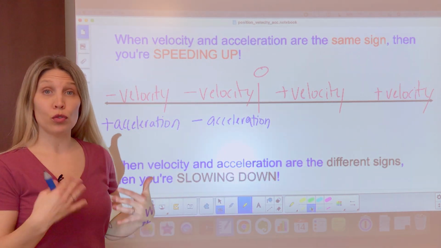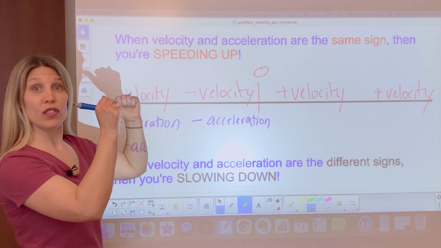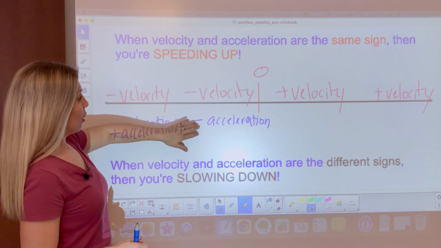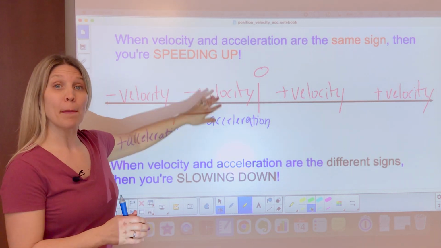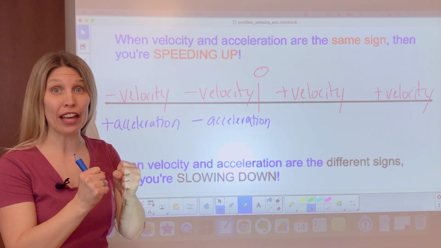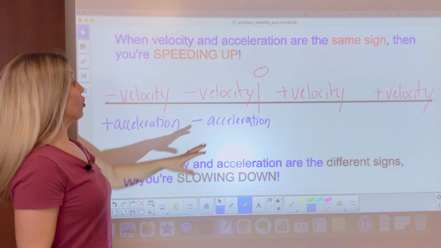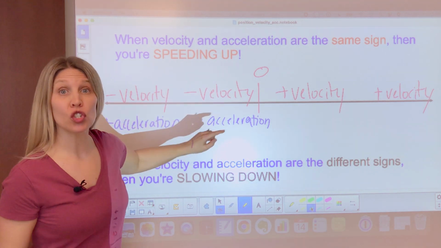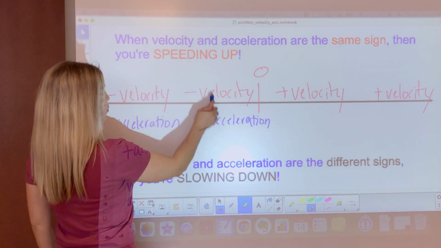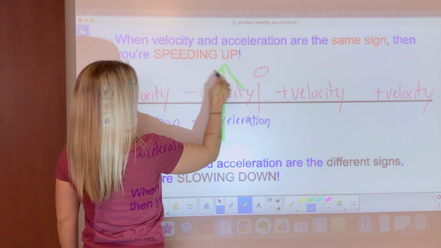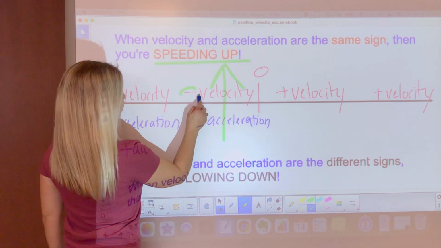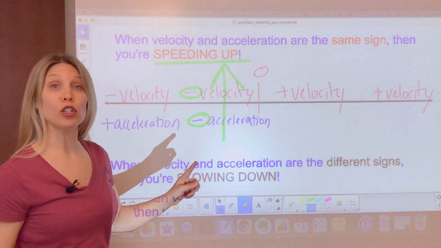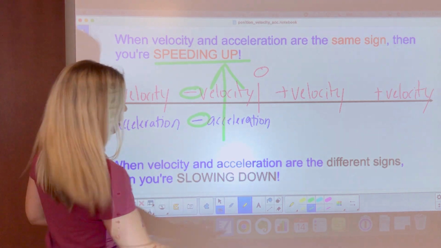So velocity is telling you direction. So negative velocity, we're moving this way, right? But when our acceleration is also negative, that means those forces are working together. They're helping each other out. So this is like you're going backwards super fast. So this right here means you're going to be speeding up. When your signs are the same, you're going to be speeding up.